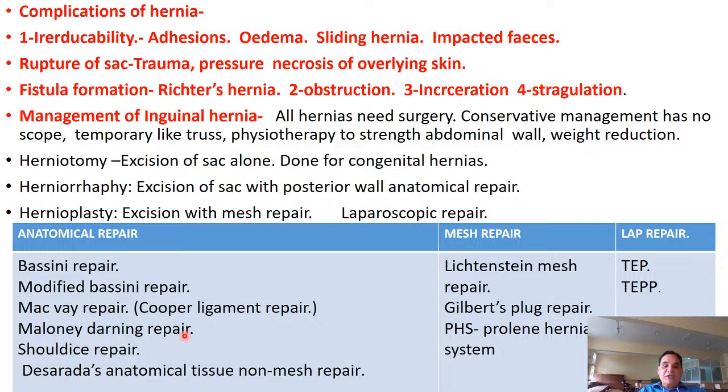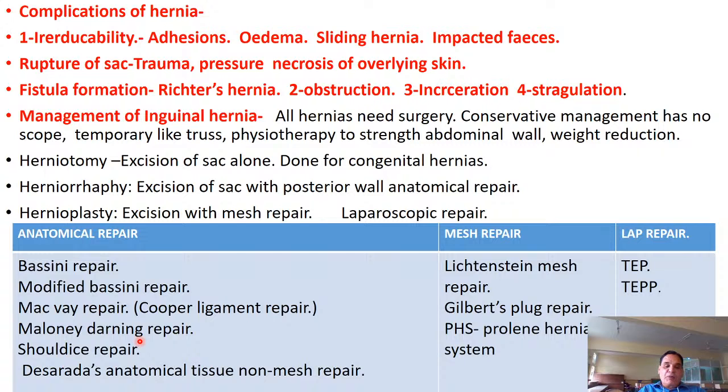Maloney darning repair, that means darning means taking multiple layers. Multiple layers by what? With the help of fascia lata. That is a darning of the wall. That means the posterior wall is reformed. Shouldice repair. We are not doing it, but there is an academy of Shouldice repair. They are doing exclusively Shouldice in UK.